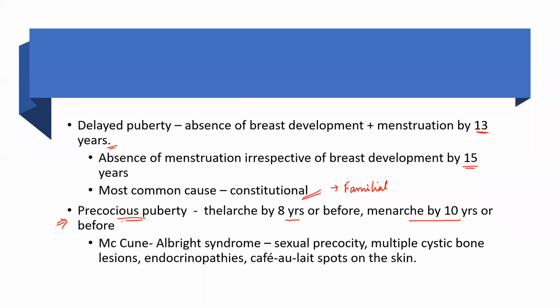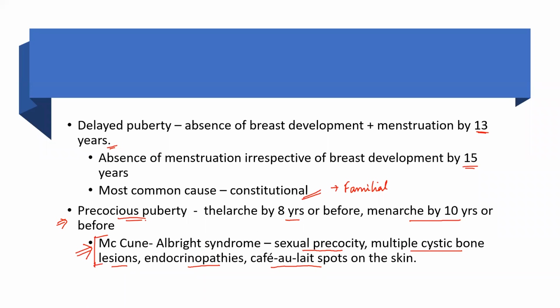So in relation to precocious puberty, you need to know about this syndrome. That is McCune-Albright syndrome. So if at all there is some precocious puberty, we can even suspect a McCune-Albright syndrome. And that is characterized by a sexual precocity. Then we have multiple cystic bone lesions, endocrinopathies, and then café-au-lait spots on the skin. So this is the representation of McCune-Albright syndrome. So remember, a person with McCune-Albright syndrome can have a precocious puberty.